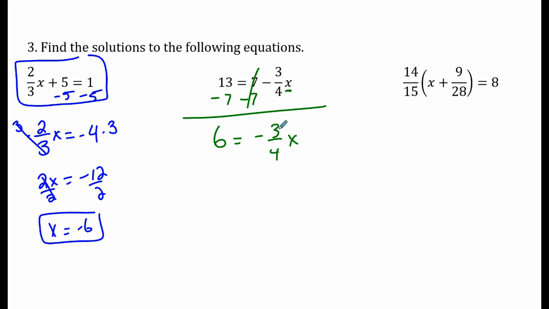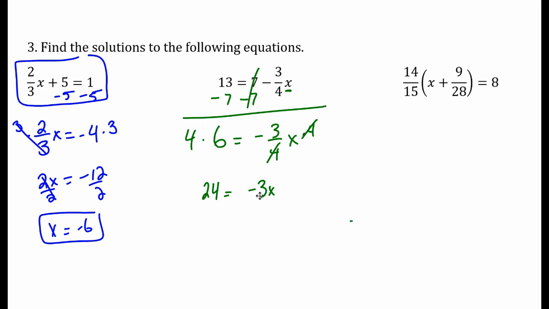Well, I don't care about -3/4 x. Let's think about this in a different way. Don't think about it as a fraction. Think about it as two different operations. I'm dividing by 4. How do I undo division by 4? I multiply by 4. So I have 24 equals -3x.